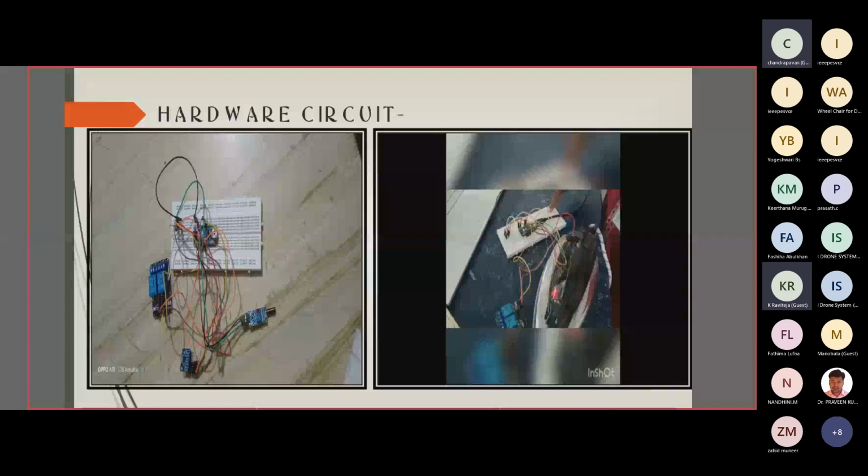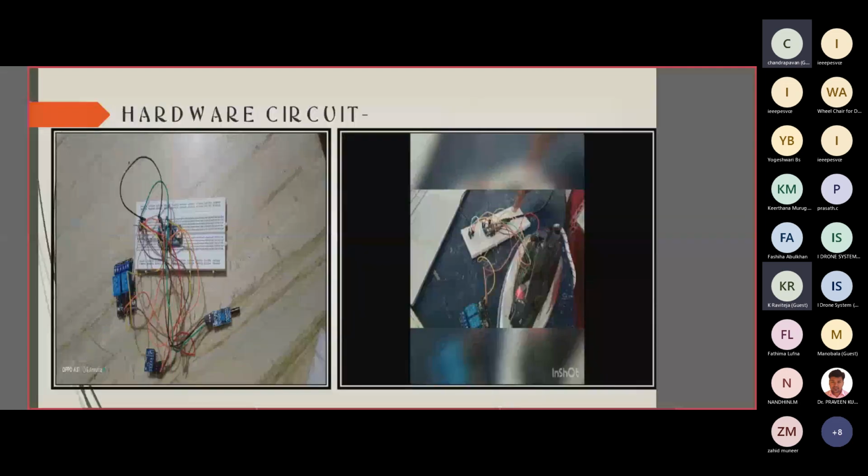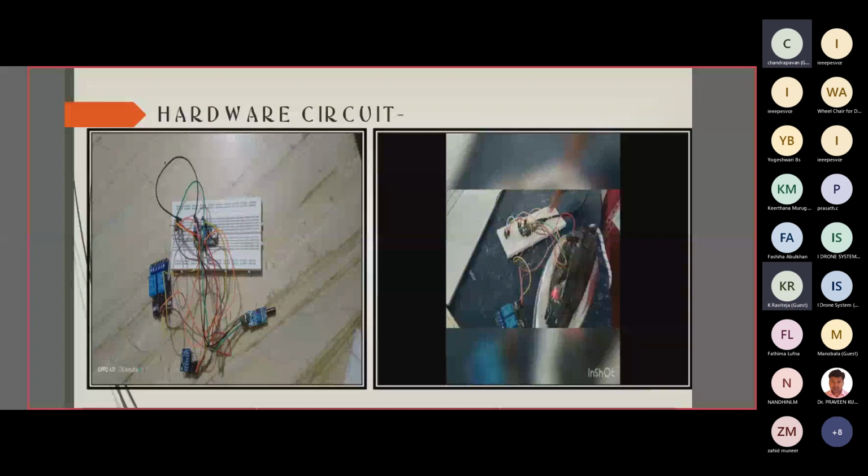The application is to avoid burning up of cloths when the iron box is mistakenly placed on it, and it also helps in low power consumption. Thank you.